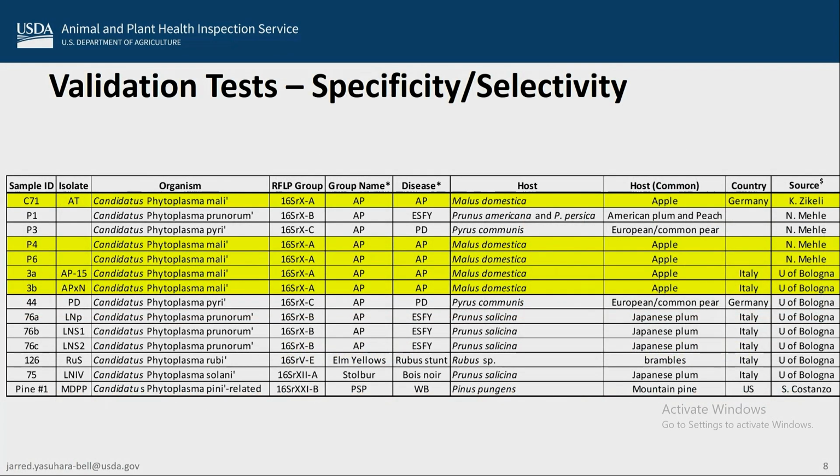So for specificity and selectivity, I was able to get various isolates of Mali. So I tested 5 isolates of Mali, as well as some other group 10 phytoplasmas, including Piri and Prunorum, and then just a few other random phytoplasmas. And during this screen, only the Mali isolates were detected by this assay, and there was no late cross-reaction seen with any of the other phytoplasmas tested.